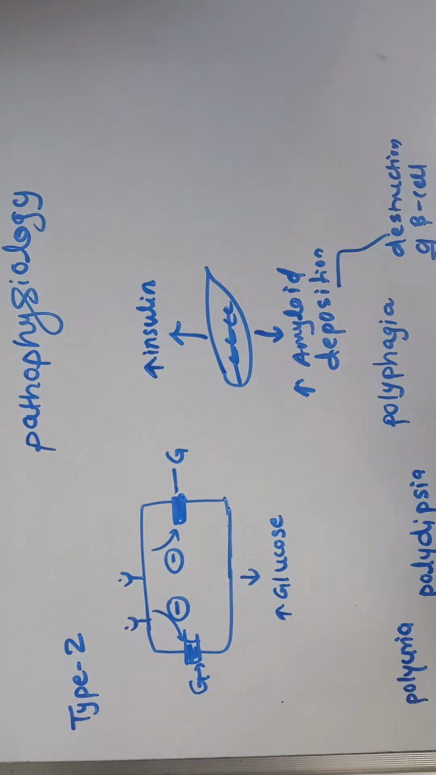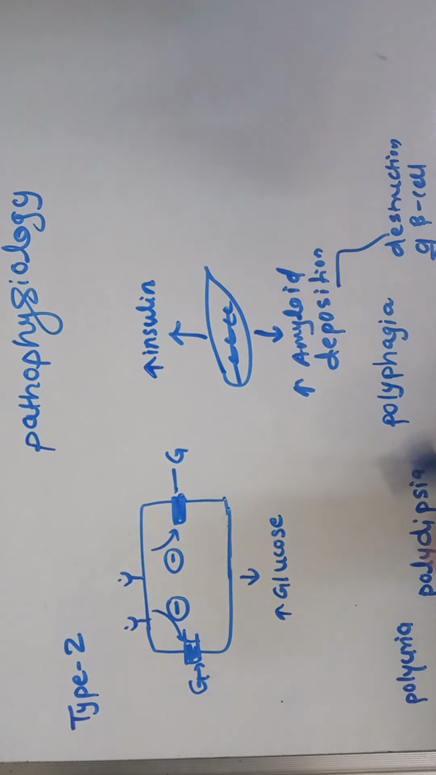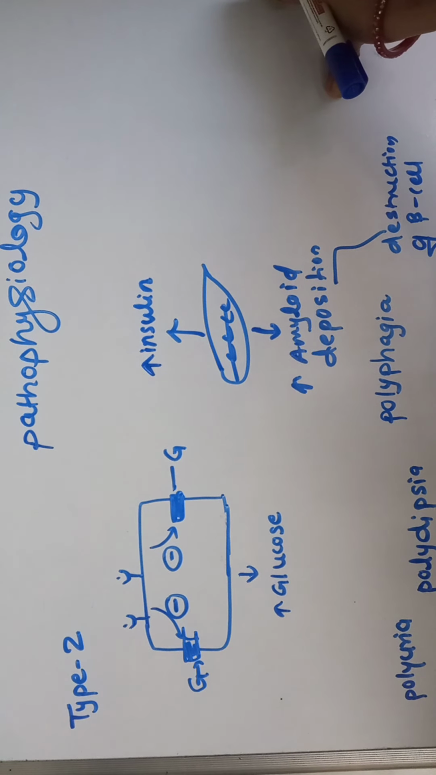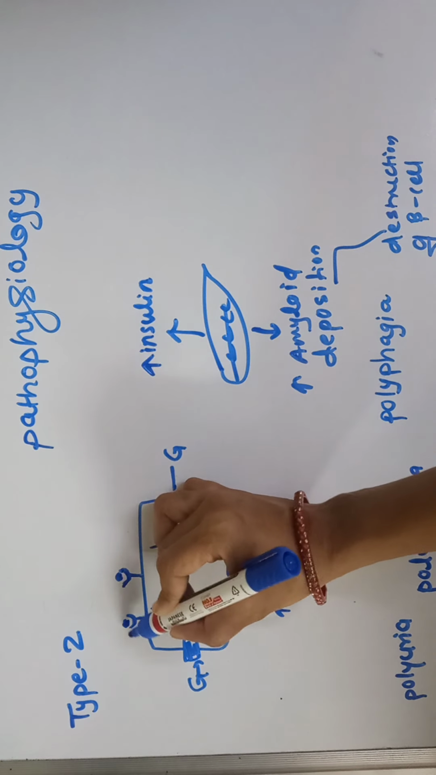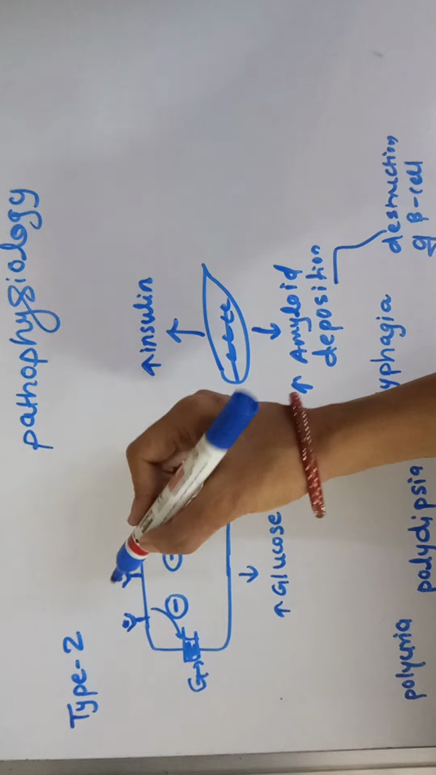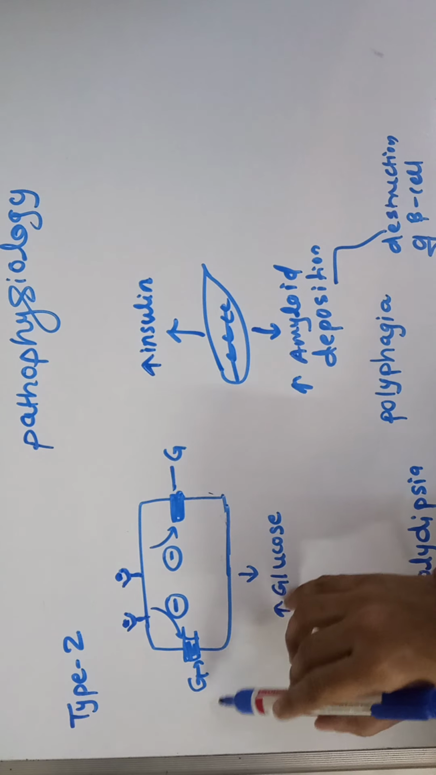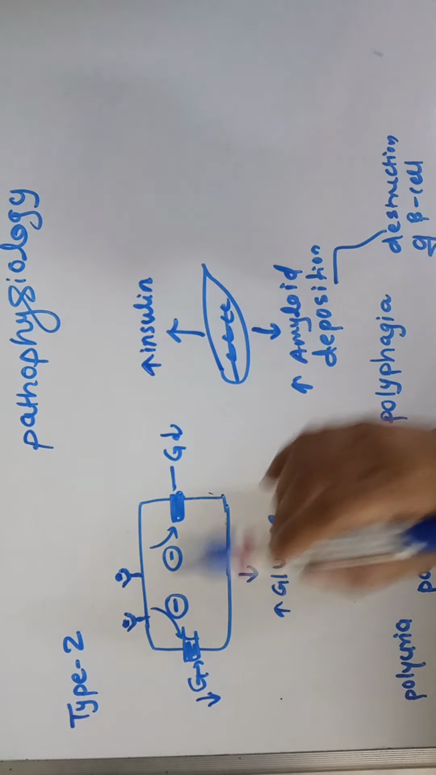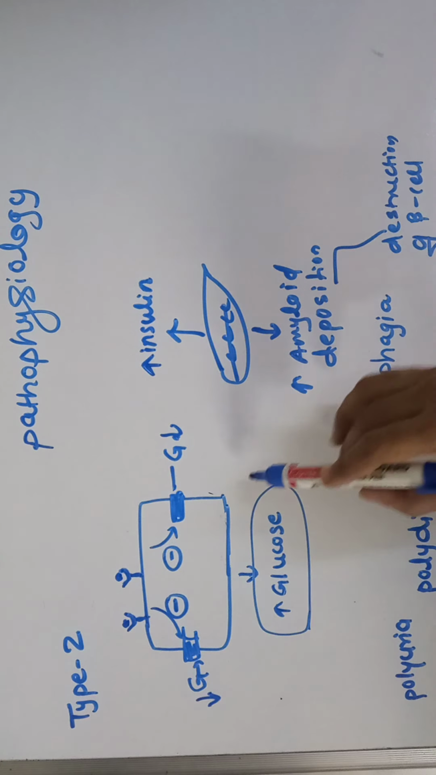Now, what is the type 2 pathophysiology of diabetes mellitus? In this case, insulin is secreted in our body, but what exactly happens? The cells have receptors which react to this insulin, and they become resistant to it. As a result, when the insulin binds to these receptors, they cannot be stimulated properly, and because of that there is again low uptake of glucose into the cell. As a result, there is high glucose in the blood.